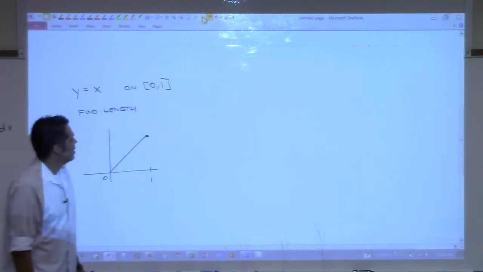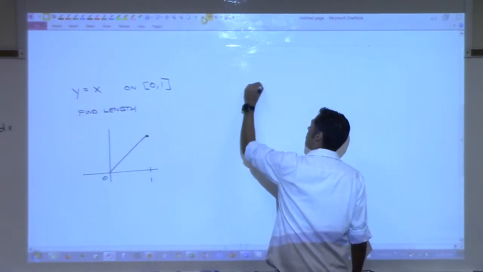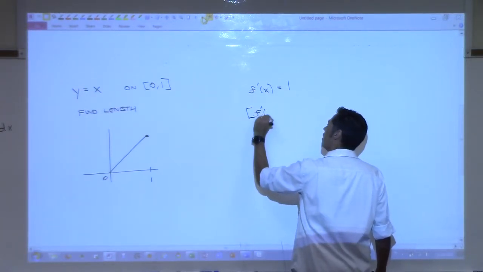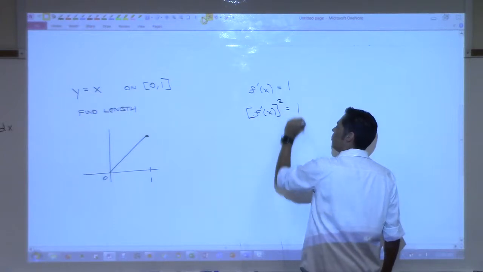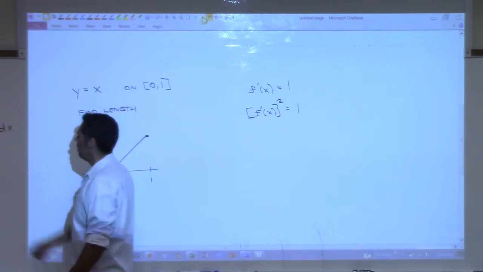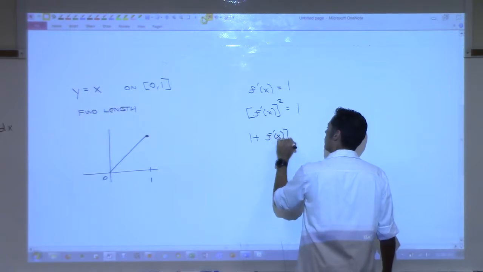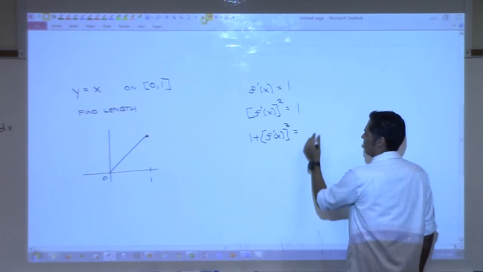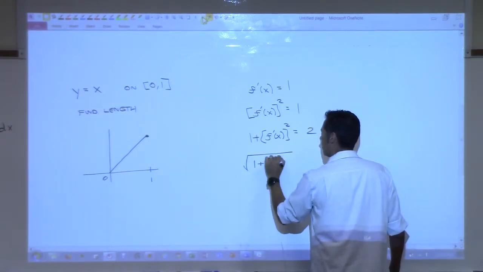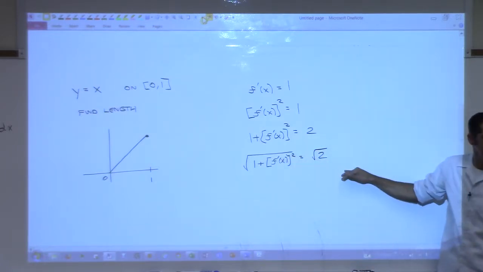Let's confirm. All right, so for the formula, what do we need to know? We need to know the derivative, right? What's the derivative of this? It's 1, right? What is the derivative of that thing squared? Well, still 1, right? I'm just figuring out what these pieces are that I need for the formula. What's 1 plus the derivative squared? That's just 2. And then what's the square root of 1 plus the derivative of that function squared? Just root 2, right? You see how I'm just putting it all together? I'm just building it up.